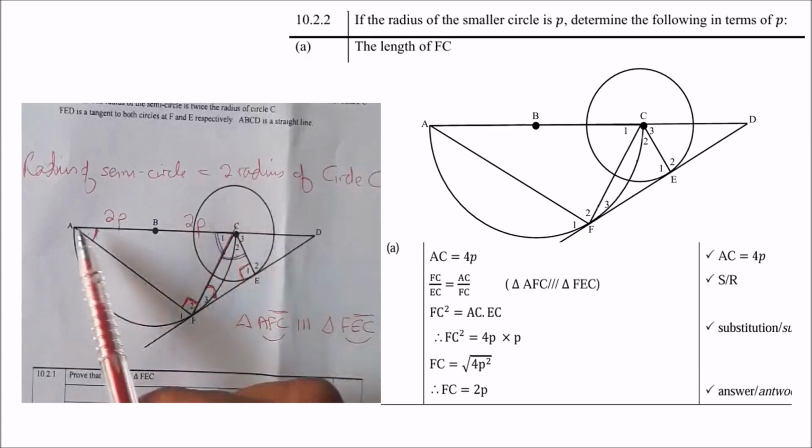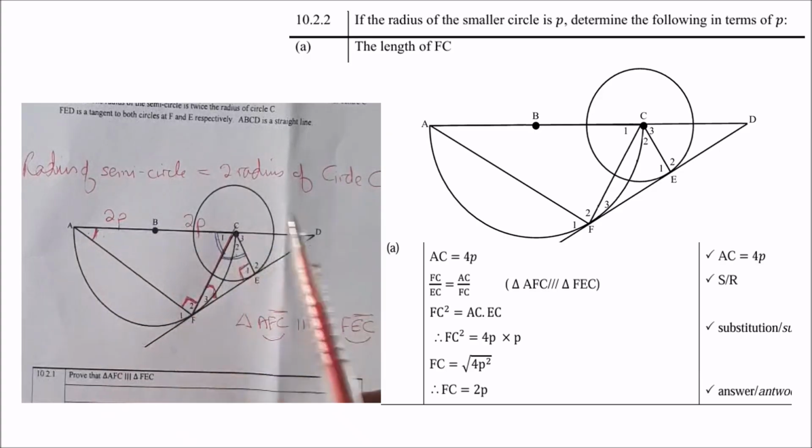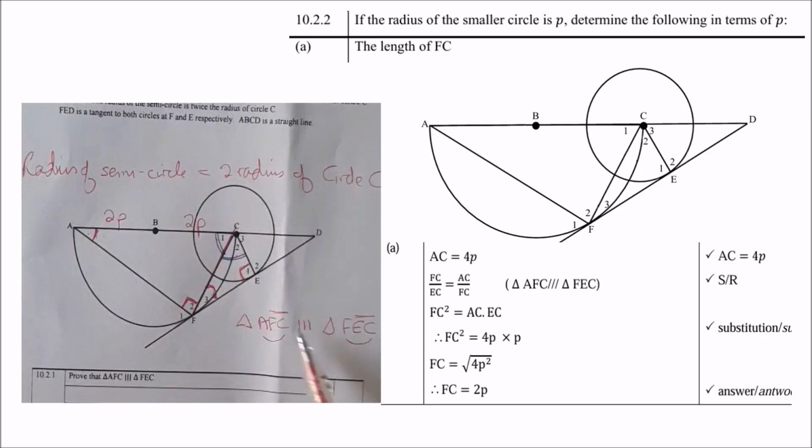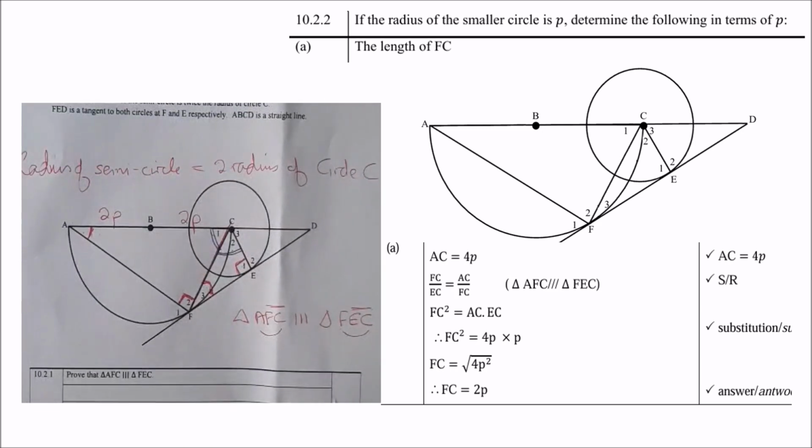So remember that we already proved that those two triangles are similar. So now we can say FC over EC is equal to AC over FC, because remember, we did prove that they are similar. If they're similar, then we can cross multiply, and then we get FC squared equals AC times EC. And remember, AC is 4P and EC is P. So therefore, FC is the square root of 4P squared. So therefore, FC equals 2P.